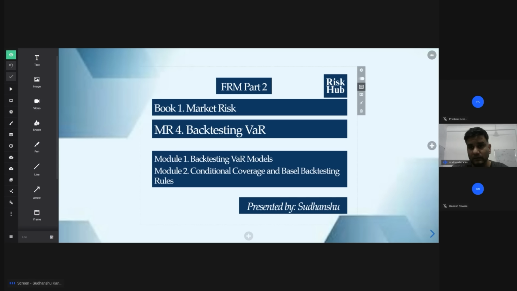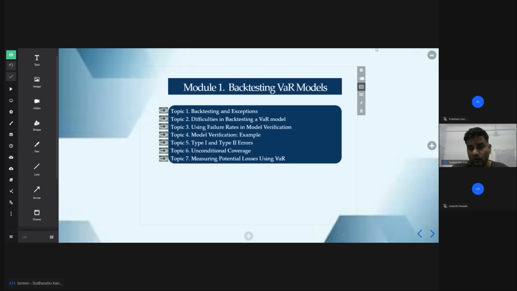Okay, let's dig deeper and take it further. This module is further subdivided into 7 parts, right? So we'll focus first of all on backtesting VaR models. We'll talk about why backtesting matters, right? When you build a VaR model, you assume or estimate the maximum expected loss at a certain confidence level, let's say 99%. But how do you know if the model is accurate, right? The way to find out is to test it against your results. That's called backtesting, right?